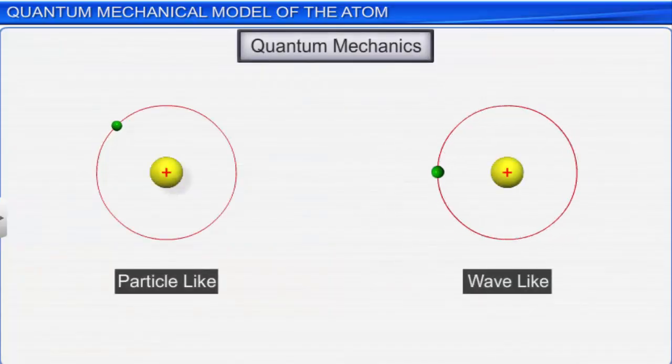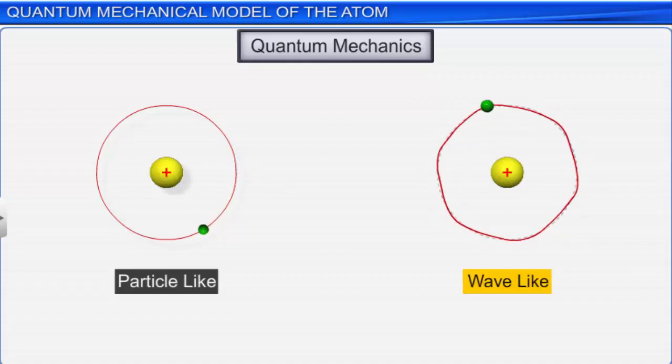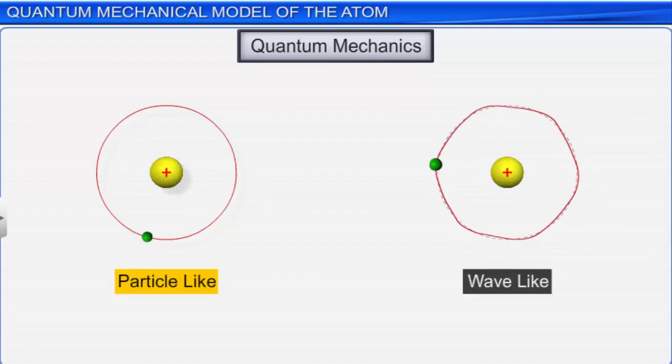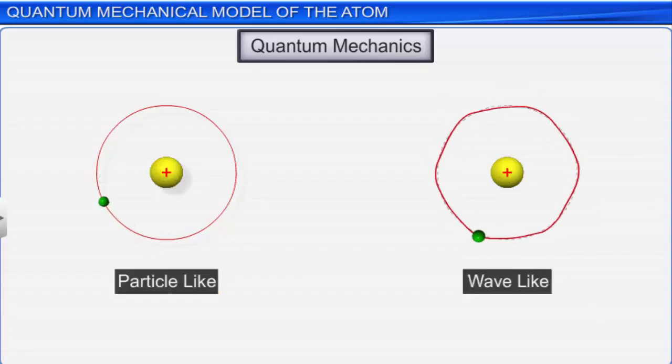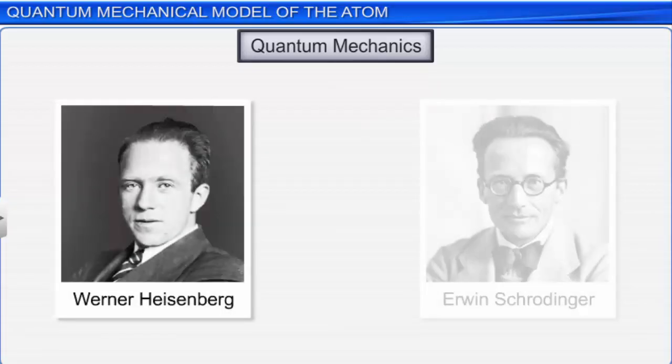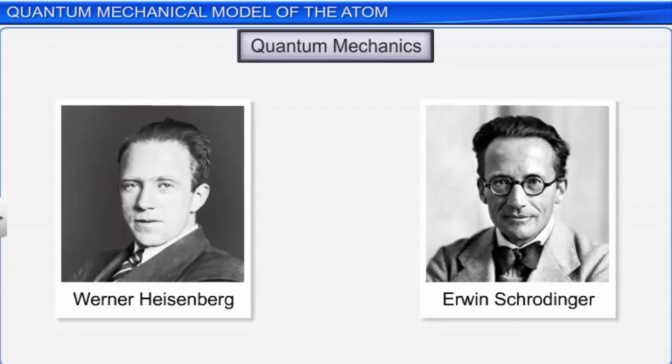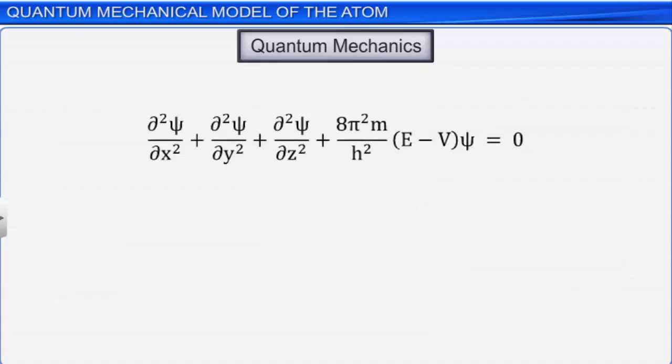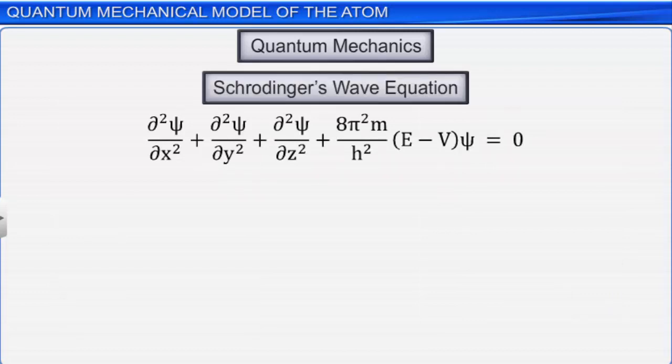Hence, quantum mechanics is a theoretical science that helps to study the motions of the microscopic objects that have observable wave-like and particle-like properties. Quantum mechanics was developed independently by Werner Heisenberg and Erwin Schrodinger in 1926. The fundamental equation in quantum mechanics is Schrodinger's wave equation.